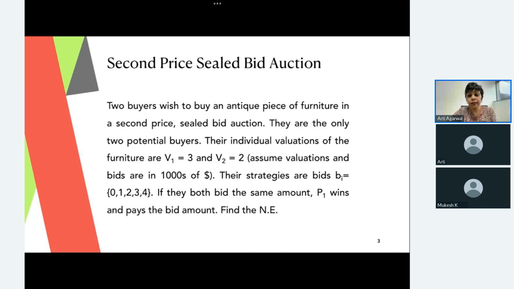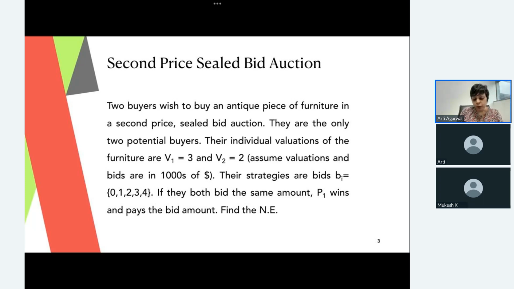And the strategies are bids Bi, where i is 1 and 2. There are two players, and both have the option of choosing a bid of 0, 1, 2, 3, or 4. Okay. Now, if they both bid the same amount, there is a tie, then we arbitrarily decide that P1 wins and he pays the bid amount. We have to find the Nash equilibrium or the Nash equilibria.